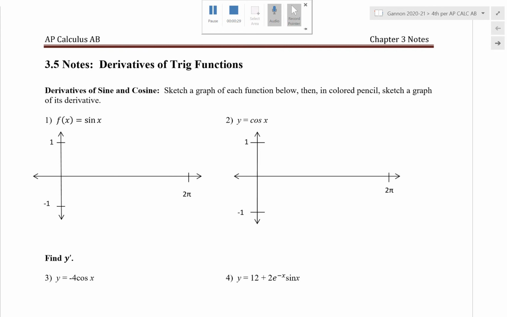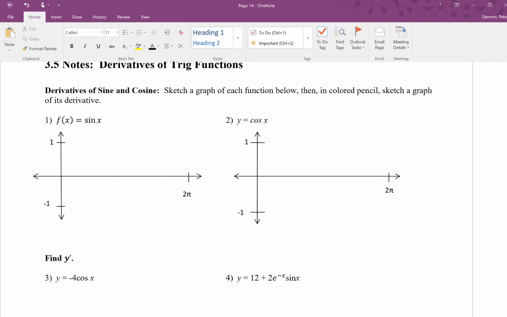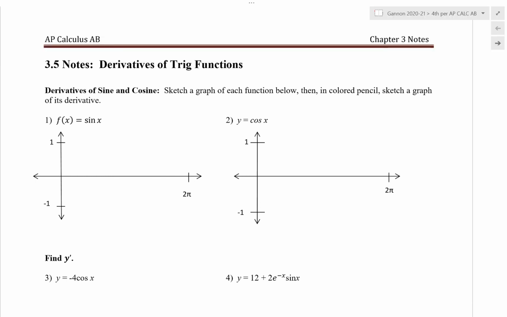So the first thing I'm going to do is break my period up in quarter periods. So if that's 2 pi, pi is going to be about right there. We got pi over 2 and 3 pi over 2 here.